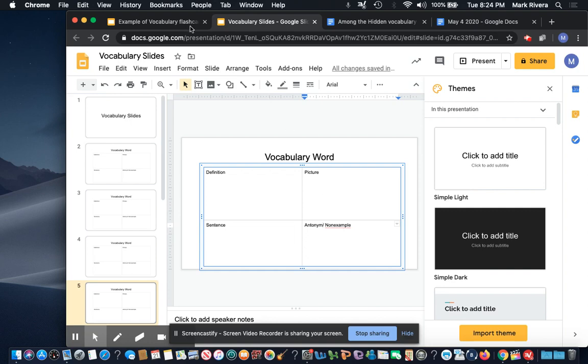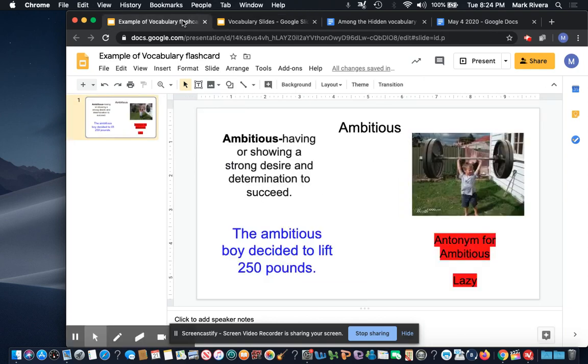Let's look at an example of what the flashcards look like. In this case, I have the word ambitious. That's what goes on top. Over here is the definition. This is the definition you would get: having or showing a strong desire or determination to succeed. Here, I have an example of someone being ambitious.